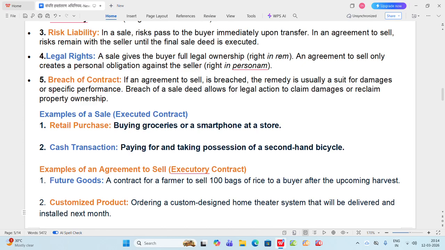So friends, this is all about sale and an agreement to sale. And what are the essential elements of a sale? I have described here in very short. Hope you will find it very good.